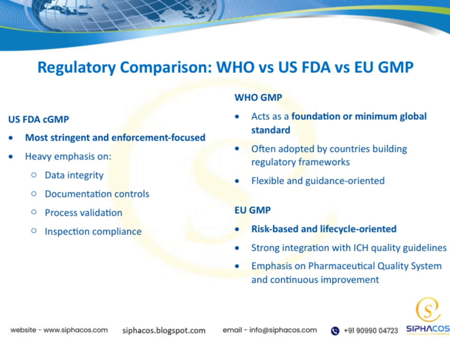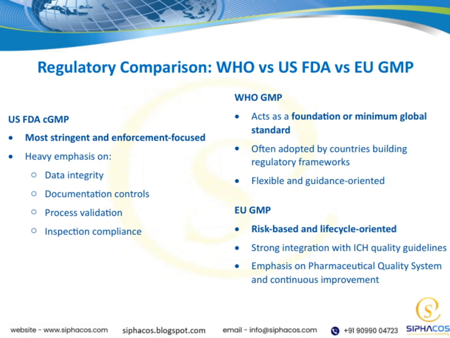Then, we have US FDA CGMP, which is known for being the most stringent and enforcement-focused. The FDA emphasizes critical areas like data integrity, documentation controls, and process validation. Inspection compliance is also a major focus, reflecting their rigorous approach to protecting public health.